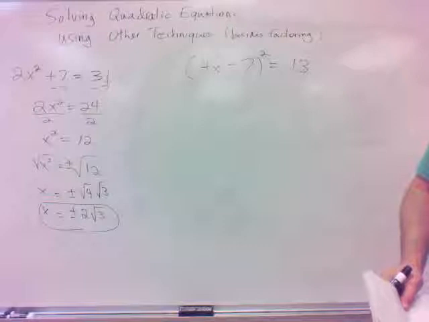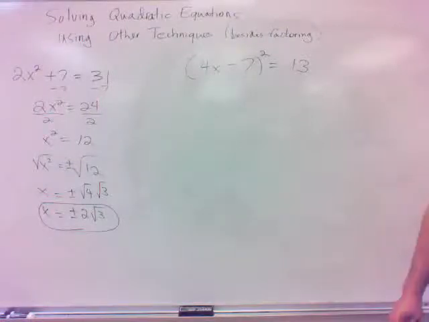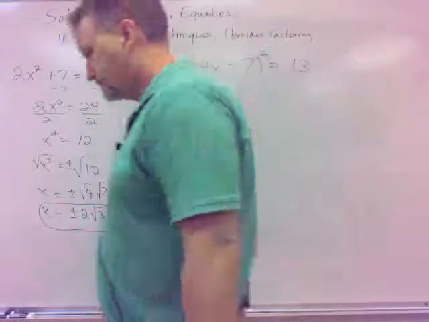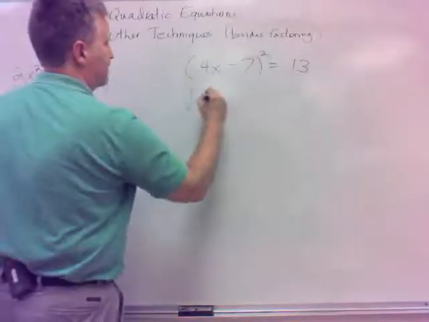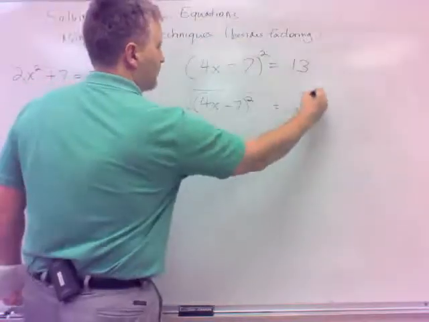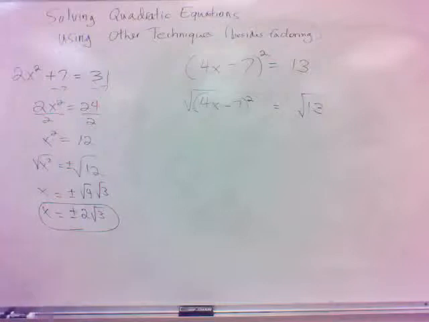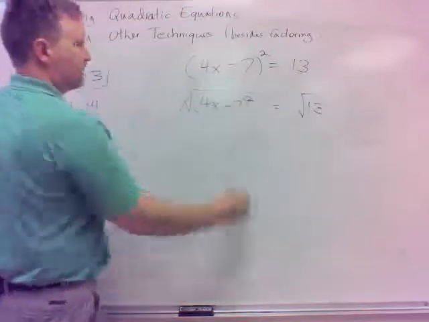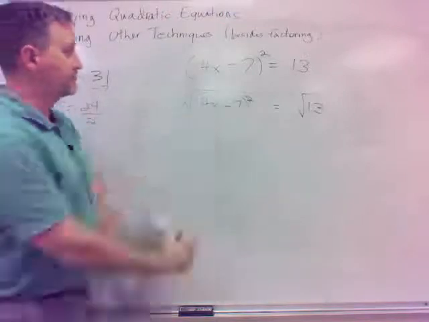If I square root both sides there, what does that get me? If I square root this side, square root that side, the square and the square root cancel, don't they? Just like we've seen in the past. Yeah, so that'll give me simplified 4x minus 7 over here.